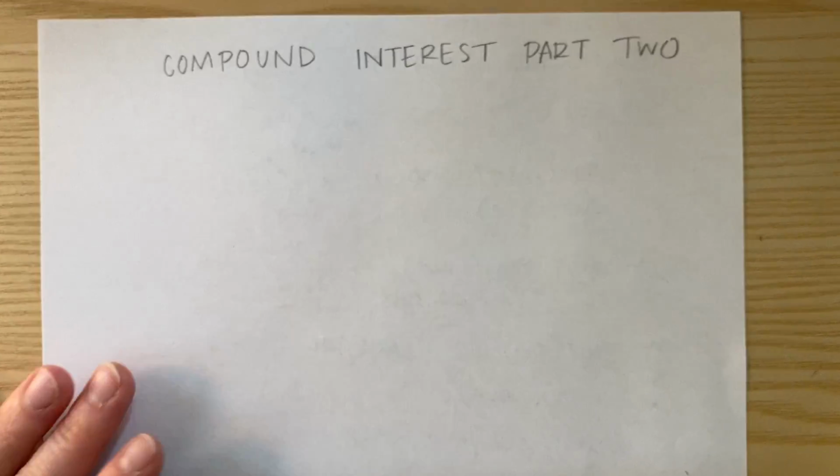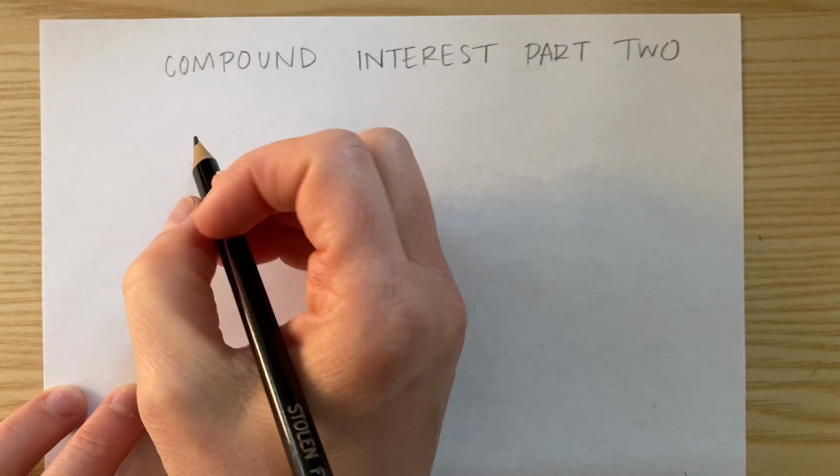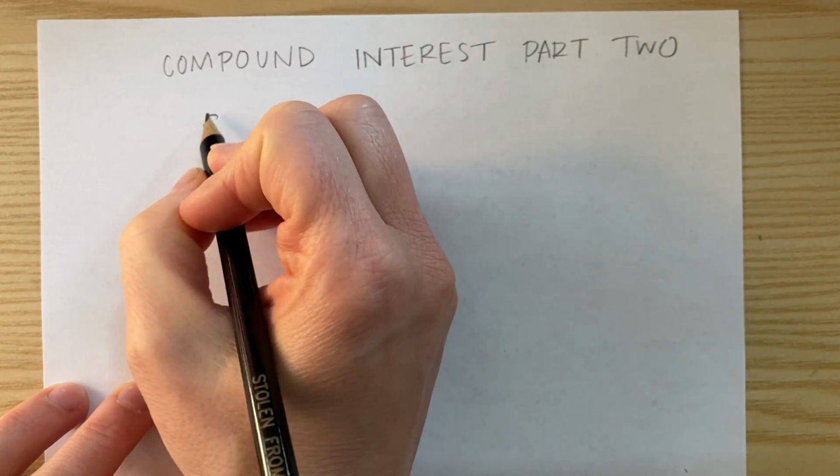Okay, here we go with compound interest part 2. Now, in the last video, we were looking at annual interest, meaning we are compounding one time per year. In this video, we're going to look at what happens if you compound your interest more than once in 1 year. So, let's start off with the same premise.